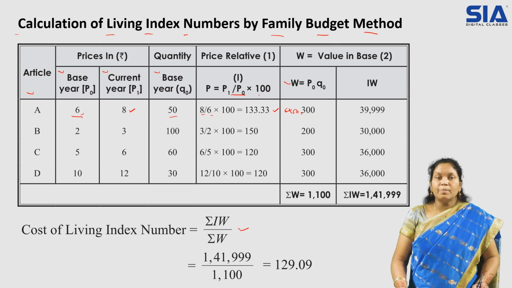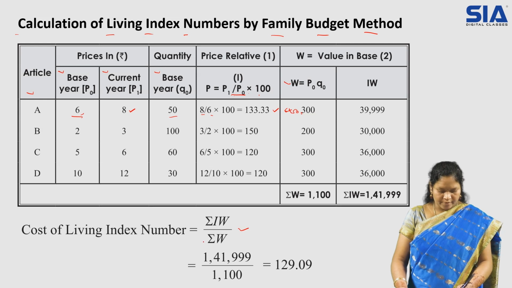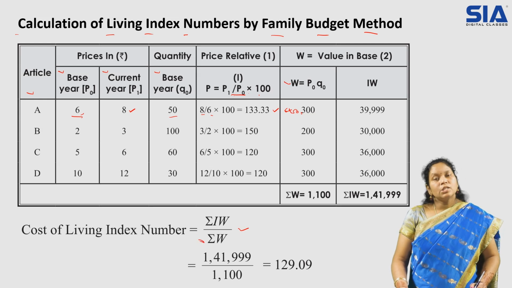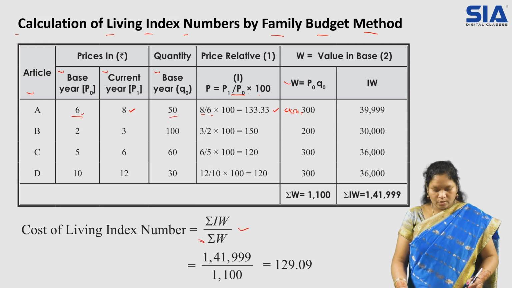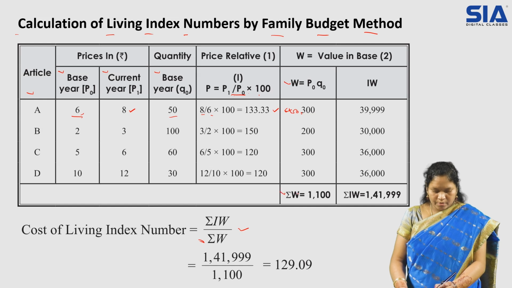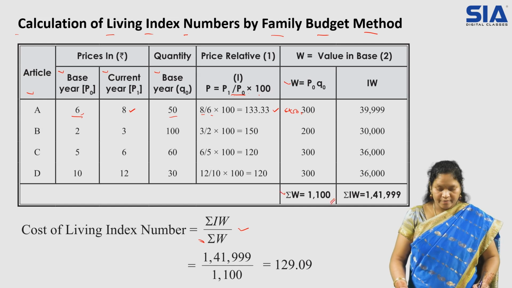Now summation W I require. Let's check it out. I have the formula for summation W. So add up all the values of this column. So I have got summation W equal to 1100. So like that we have done with W.